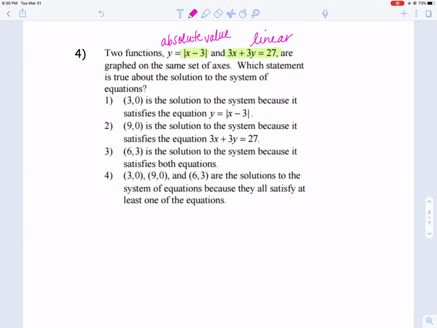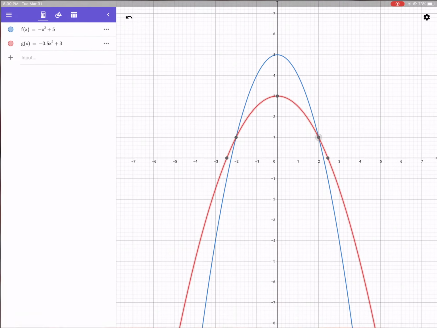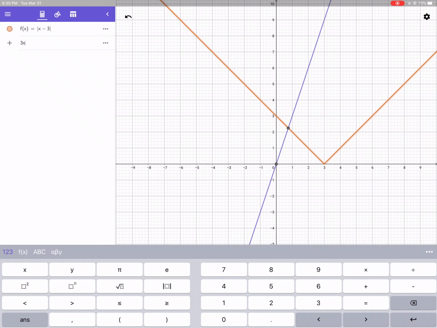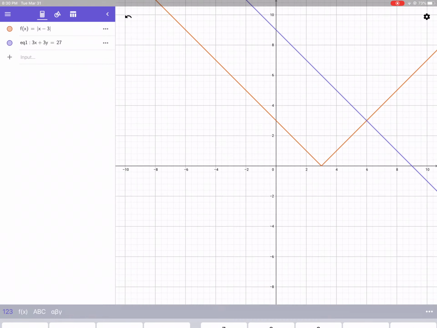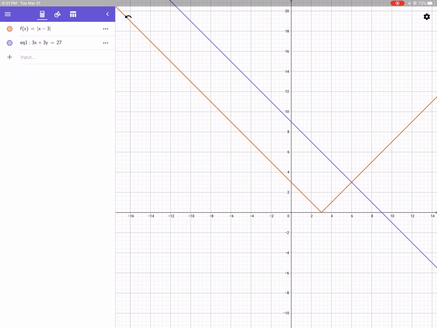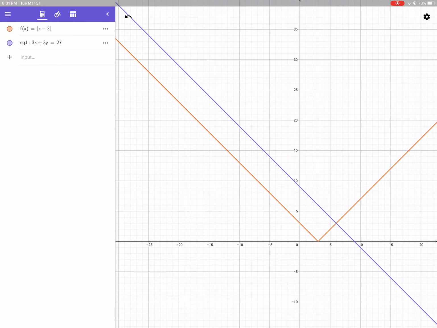So the first thing I'm going to do is graph them. I'm going to graph absolute value, so let's get rid of these. Absolute value of x minus 3 is one of them. And your other one is 3x plus 3y equals 27. So there's your line and your absolute value. And I'm just going to bring it in and look. And I wanted this to happen.